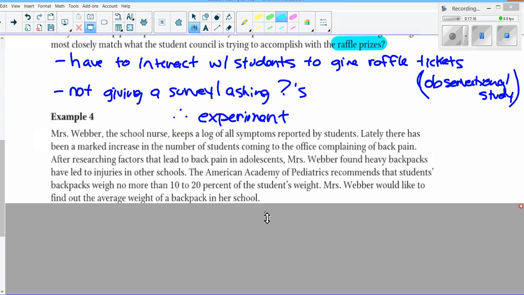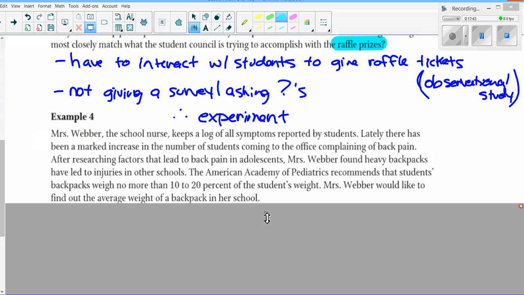After researching factors that lead to back pain in adolescents, Mrs. Weber found heavy backpacks have led to injuries in other schools. The American Academy of Pediatrics, I don't know if that's real, recommends that students' backpacks weigh no more than 10 to 20% of the student's weight. Mrs. Weber would like to find out the average weight of a backpack in her school.